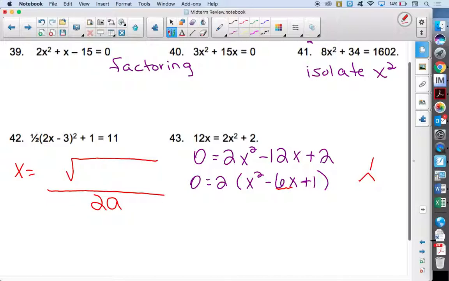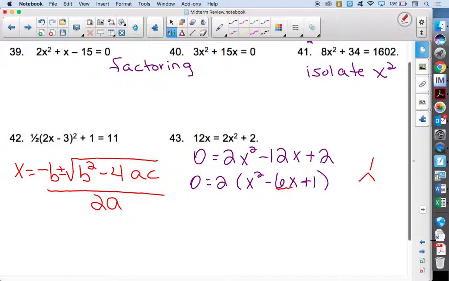Anybody know what this is called? Quadratic formula. So negative b plus or minus. So the quadratic formula: negative b plus or minus the square root of b squared minus 4ac, all over 2a. When a problem isn't factorable, that's another way that you can solve the equation. So Sam, you're right. Completing the square is one way. The quadratic formula would be the other way.